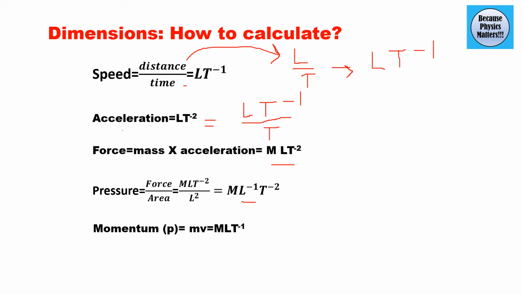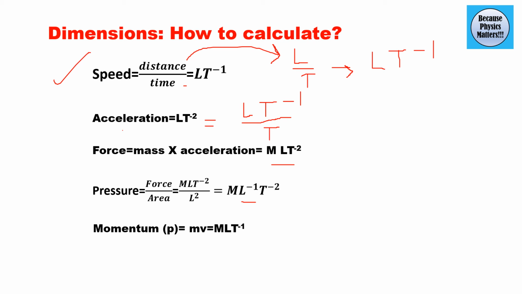And one more, that is momentum. P is equal to m into V, mass into the speed or velocity. For m I write M as the dimension formula, and V we have calculated in the first one, LT minus 1. So your simple dimensional formula will be MLT minus 1.